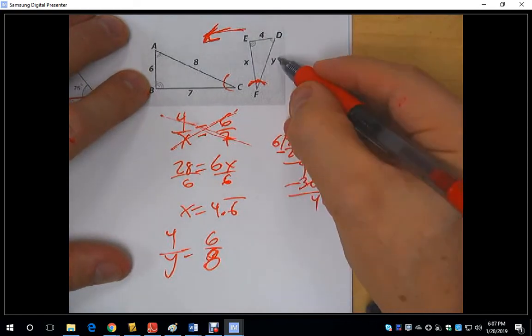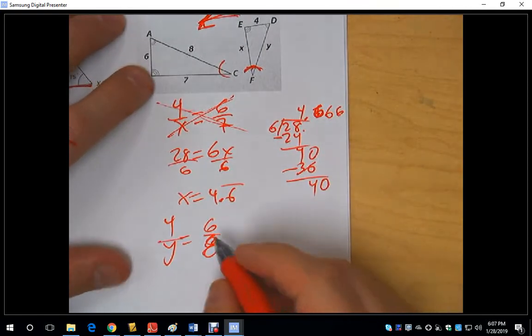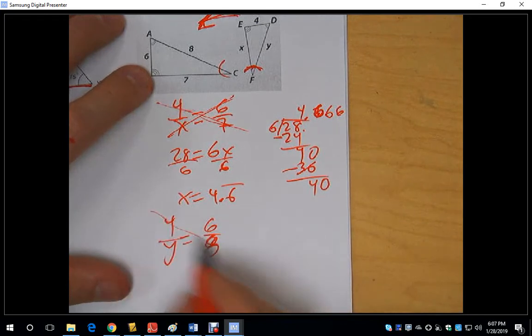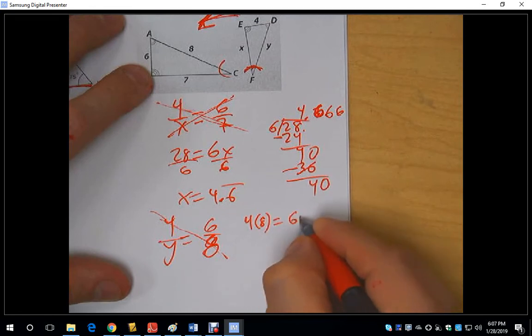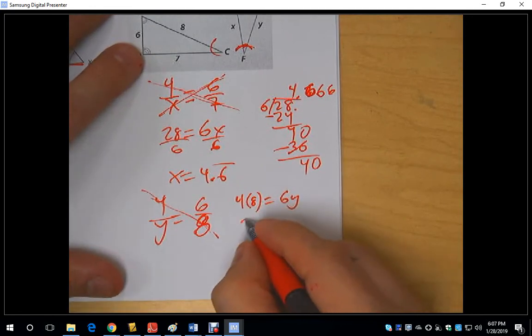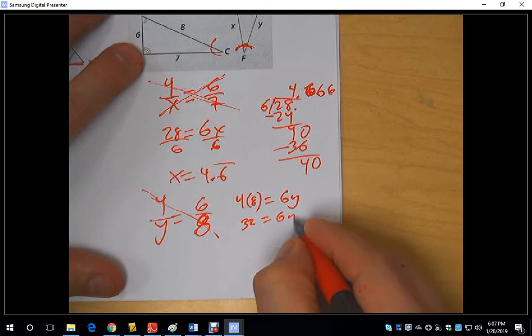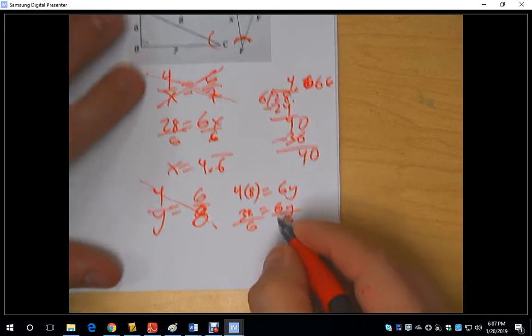Short side is to hypotenuse, as short side is to hypotenuse. So I'm going to cross multiply again. 4 times 8 equals 6 times y. 4 times 8 is 32. That equals 6y. I'm going to divide both sides by 6.